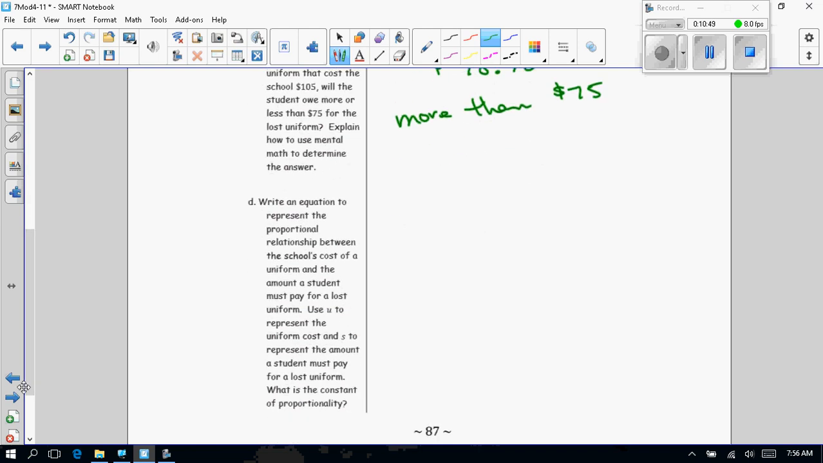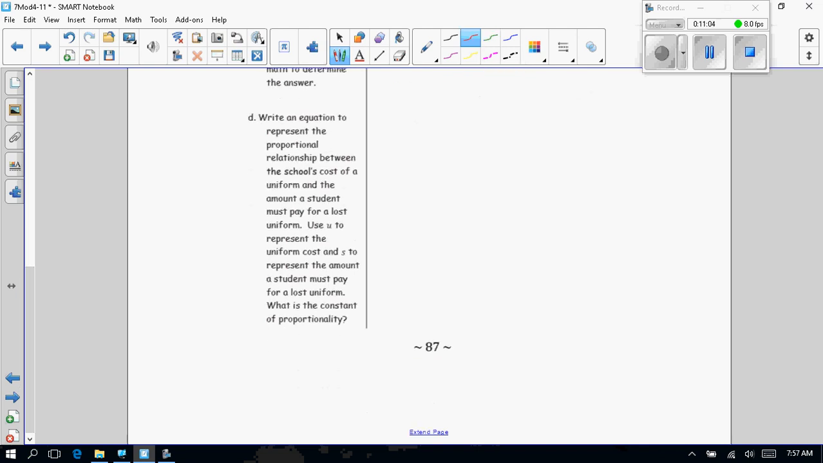Write an equation to represent the proportional relationship between the school's cost of a uniform and the amount a student must pay for a lost uniform. So U is the uniform cost, S is the amount the student is going to pay. So the student has to pay what percent? 0.75, right? 75% of what the uniform costs for the school, right?